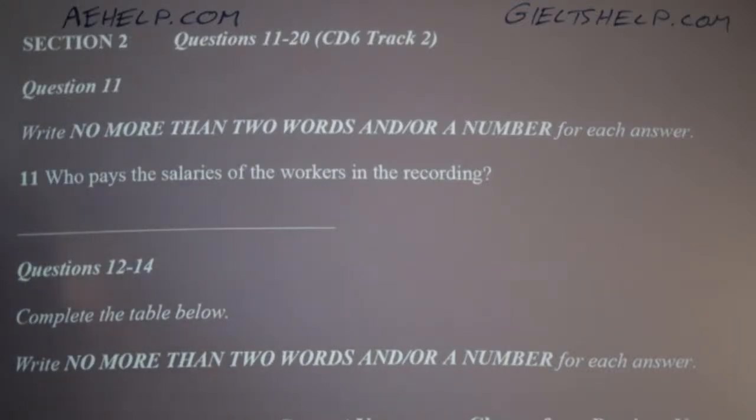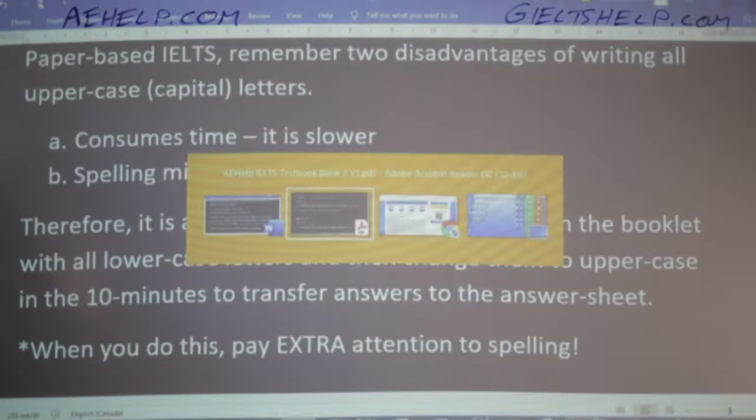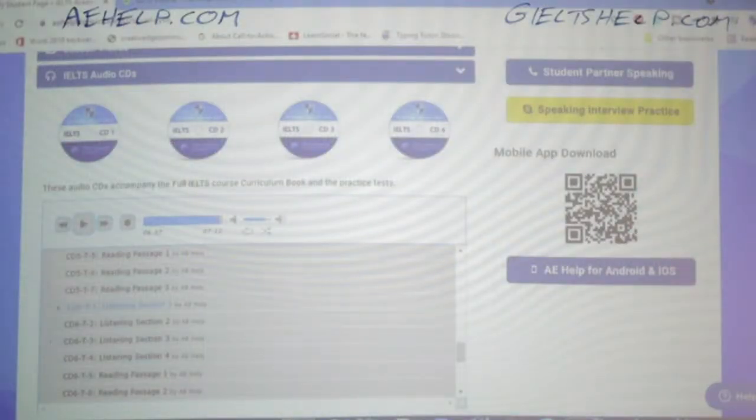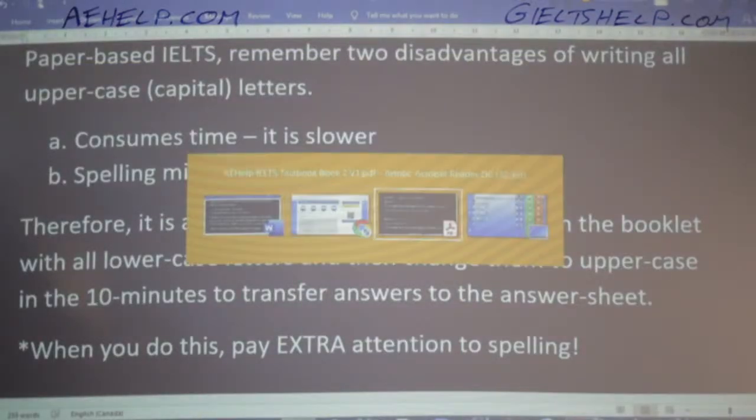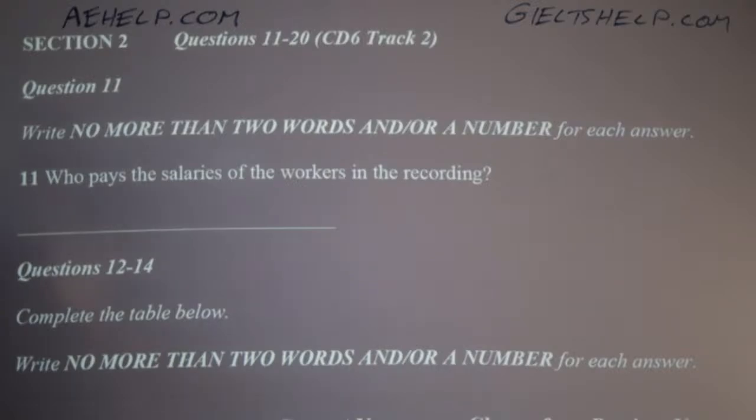So I'm going to cut back to our website here for the listening. And let's do this. Now turn to section 2. Take some time to look at questions 11 to 16.